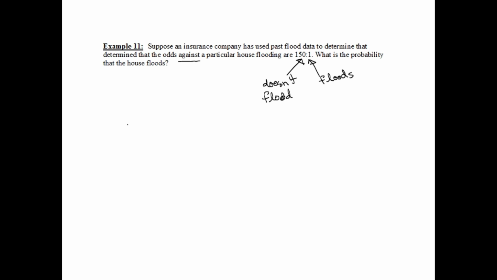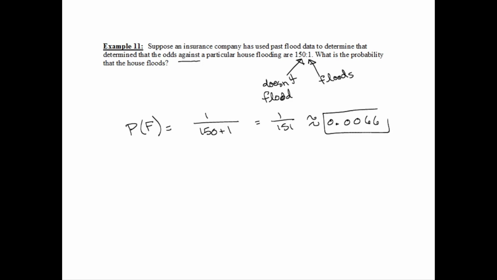So now we want to figure out the probability that the house floods. What are we going to do? We're going to figure out the chances that it floods, or the simple outcomes when it floods. That's 1. What's the total? Remember, in probability, you contrast the event against the total. So we end up with 1 over 151. Let's approximate this with a decimal. You should get about 0.0066.